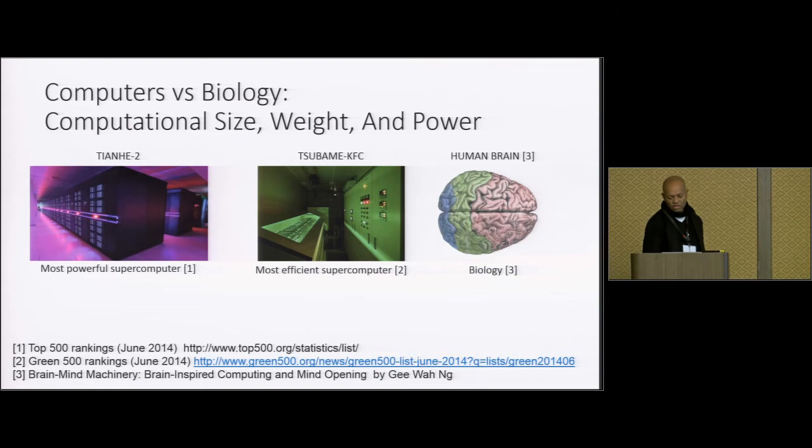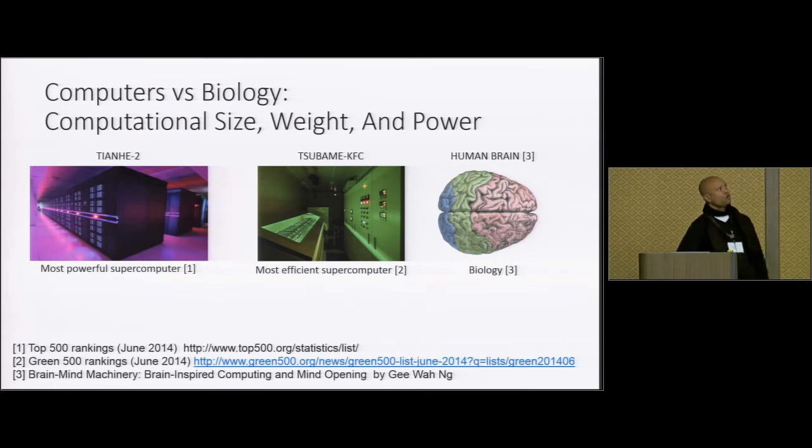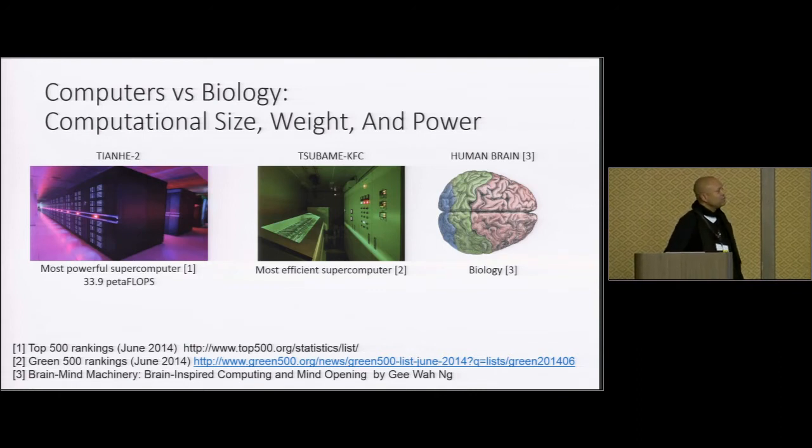We've seen a lot of this, so I will not belabor it. Here are some comparisons between different machines out there. On your left, there's the most powerful supercomputer in the world, about 33.9 petaflops. The most efficient one is something around 2.3 petaflops. The brain, something on that order, anywhere from 10 to the minus 3 to about 10 petaflops.